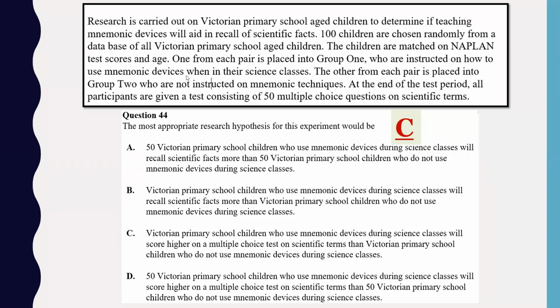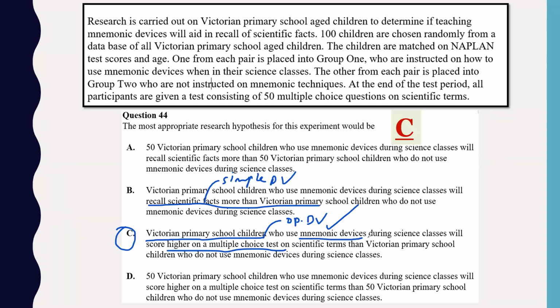Again, I'll quickly summarize what we said before. The answer was option C for this one, simply because option C operationalizes the DV, whereas in the other options, option B for example, the DV is not operationalized. That's a simple DV. That's the reason why option C is the best answer: it operationalizes the DV, it has the population, it has the correct identification of the IV, and it includes the control group.